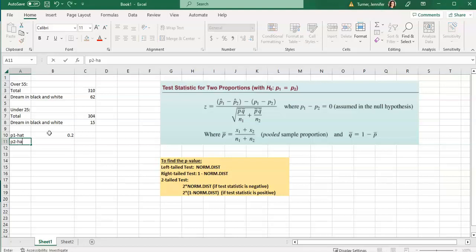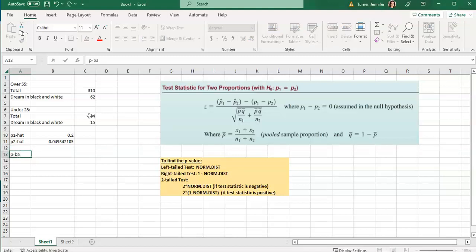We can do the same thing for the second group, P2 hat. So P2 hat is going to be the same thing. We start with an equal sign and we take the number of people who dreamt in black and white and we divide that by the total number of people in the group. So 0.049 is the sample proportion for that one.